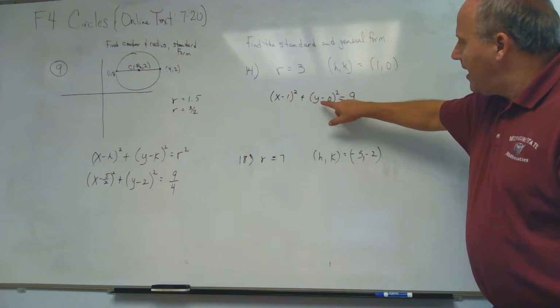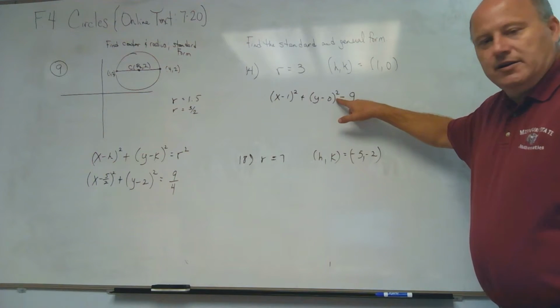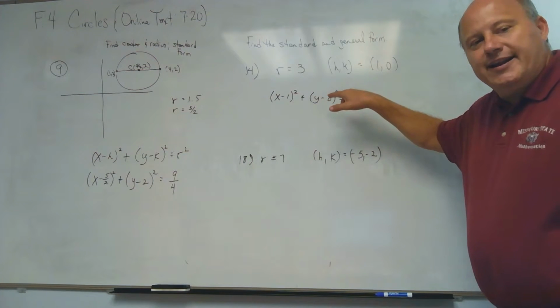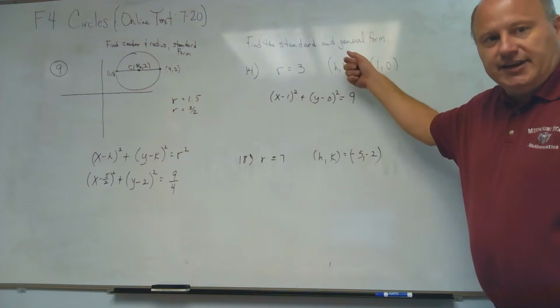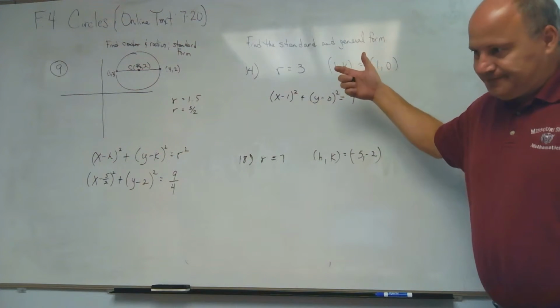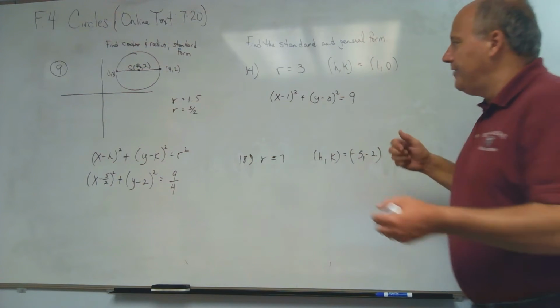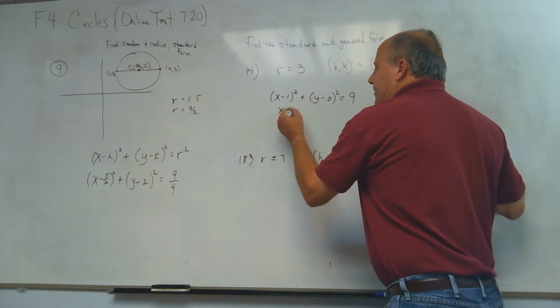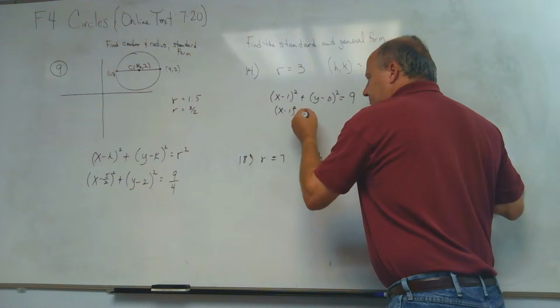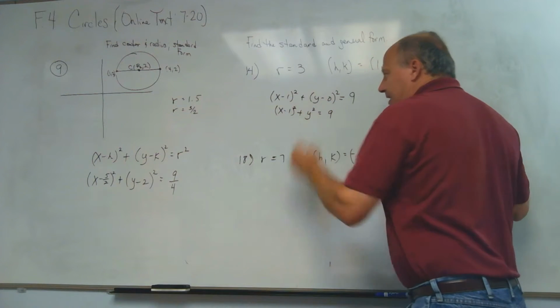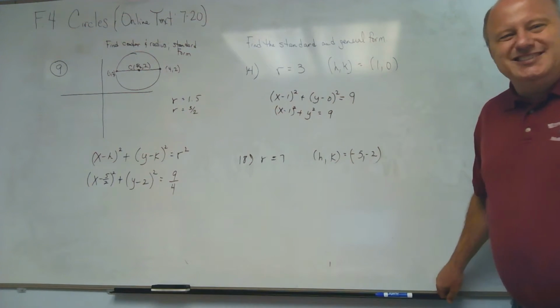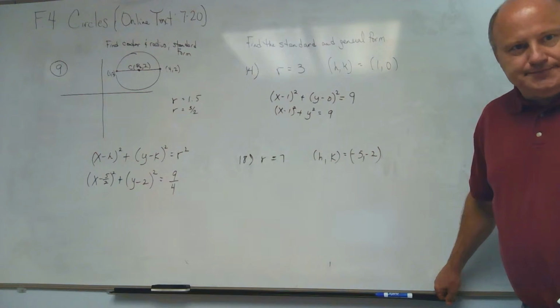Now, notice the y take away 0 squared. Could you write it as just y squared? And the answer is yes. Do I need to? Not really. I mean, you can if you wanted to. If you looked in the back of this textbook, more than likely they'll have it that way in standard form. But it's not really mandatory.